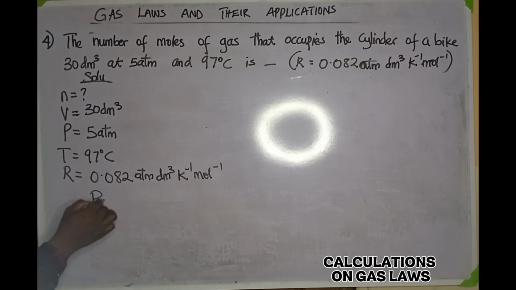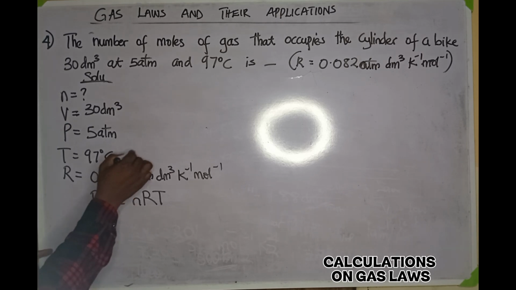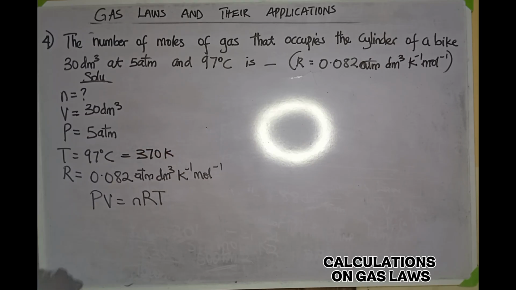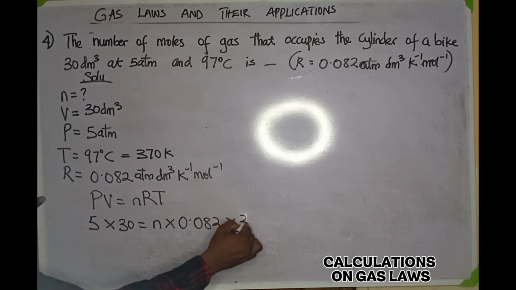So in this case, we're using the formula PV equal to nRT. But before we go further, remember I told you that if you have a degree Celsius temperature, you must convert it to Kelvin. So we have 97 degrees Celsius. We convert it to Kelvin, and that will give us 370 Kelvin. So this is 370 Kelvin. So we start. Our P is 5. Our V is 30. Our n is unknown. Our R is 0.082. And then our T is 370.